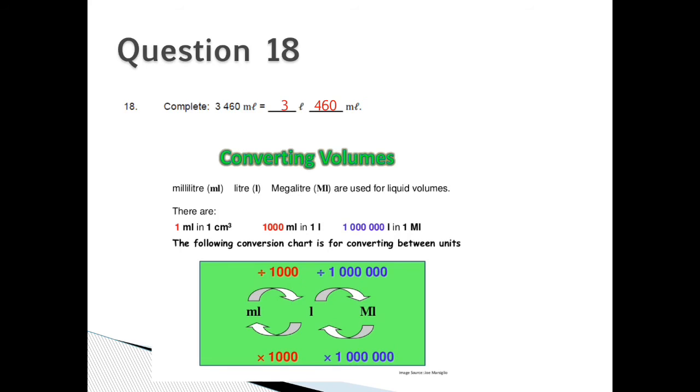The following conversion chart is for converting between the units. 1 milliliter is 1 centimeter cubed, 1,000 milliliters is 1 liter, and 1 million liters is 1 megaliter. From milliliters to liters, divide by 1,000. From liters to megaliters, divide by 1 million.